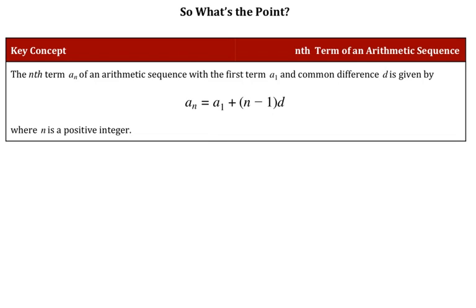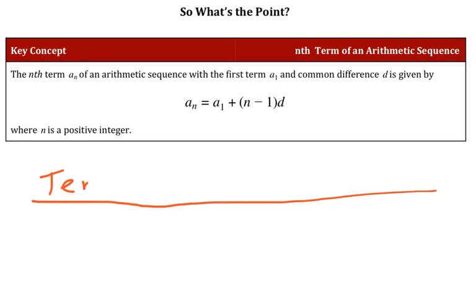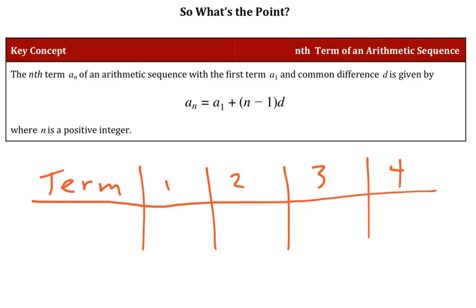So what's the point? Why would we use things like this? And like I did before, I'm going to set up a little table to make this easier to talk about. So I'm going to write the word term, meaning the first term, the second term, the third, and the fourth term. And just that simple: 3, 6, 9, 12.